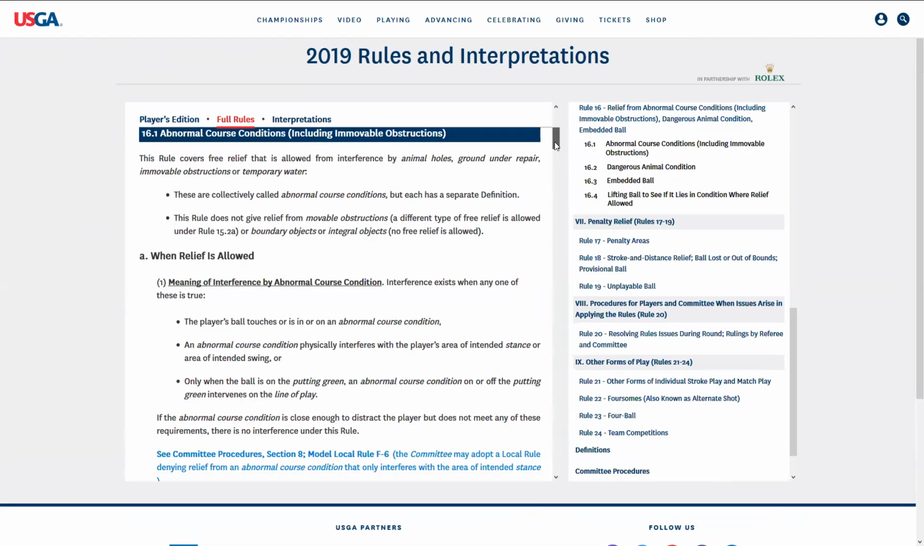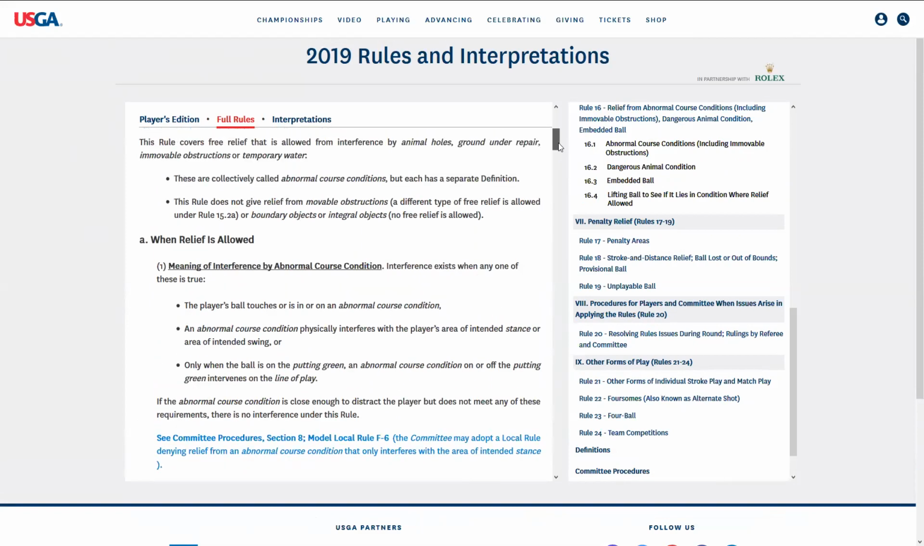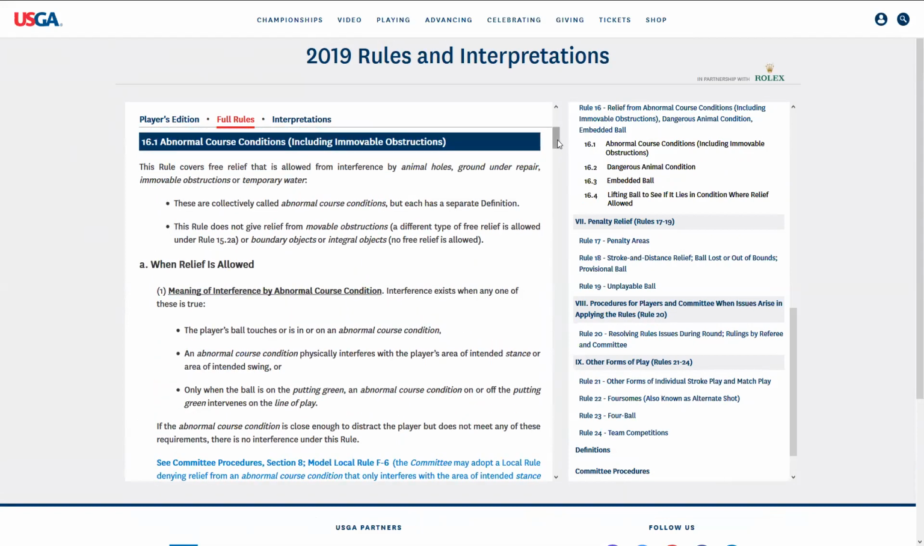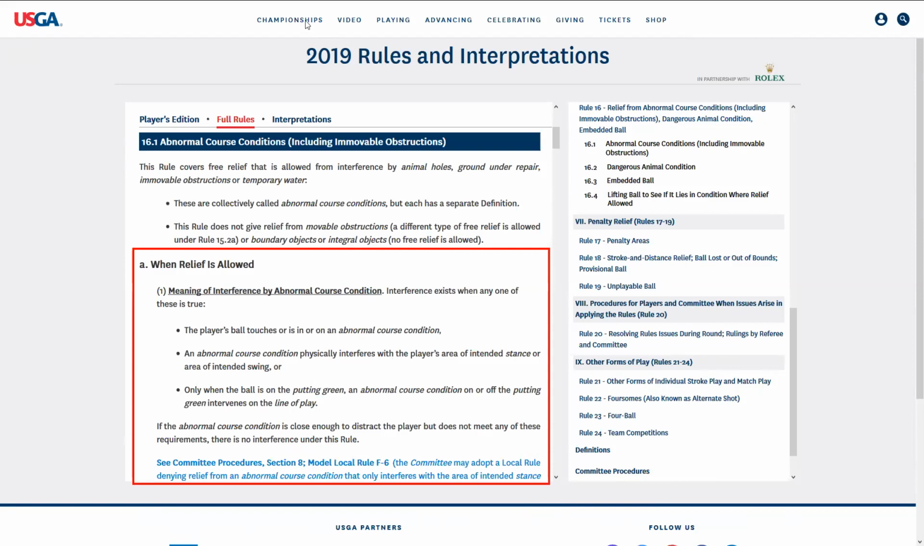This rule covers free relief that is allowed from interference by animal holes, ground under repair, immovable obstructions, or temporary water. These are collectively called abnormal course conditions, but each has a separate definition. We've just gone over those. The rule does not give relief from movable obstructions, a different type of free relief under 15, we just went over that, and you don't get free relief from boundary objects or integral objects.